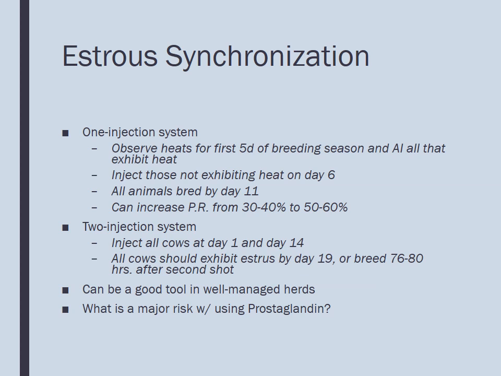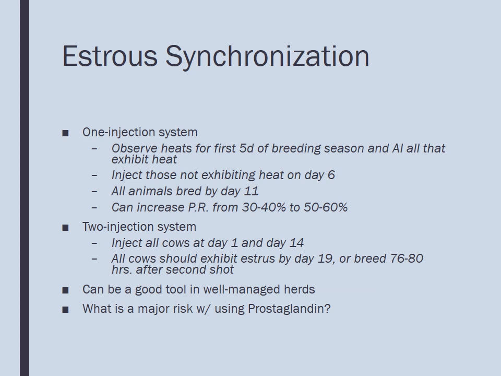There's a 1 injection versus 2 injection system of prostaglandin. And again, you have to time these things out if you're going to use a 2 injection system. Basically, if you use 2 injection, you inject them on day 1 and day 14, and so basically all the animals in your population should exhibit estrus by about day 19, and you should be able to breed them, let's say, 76 to 80 hours after the second shot. Really works pretty well in well-managed herds.